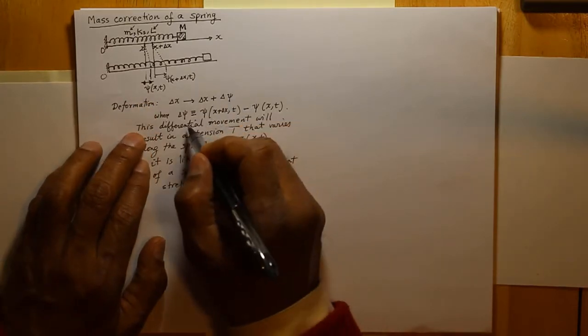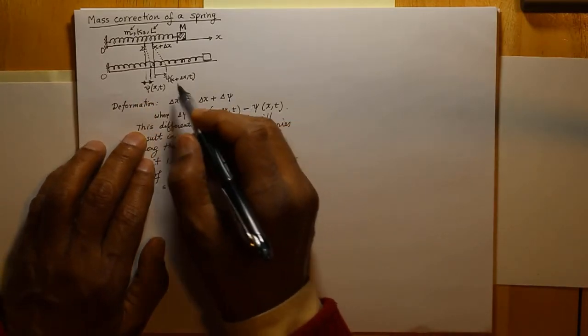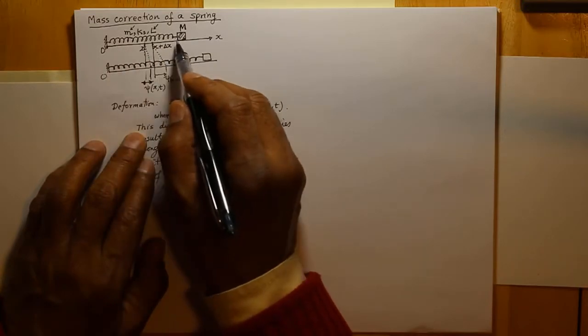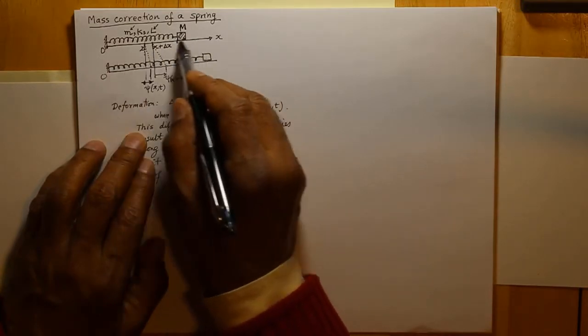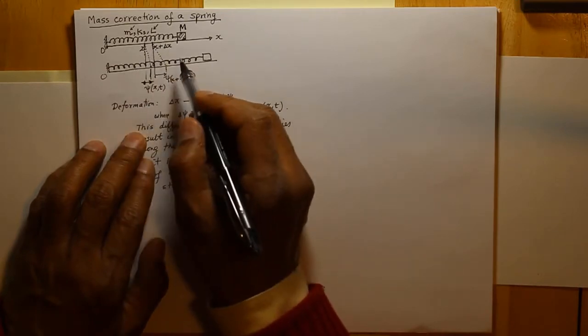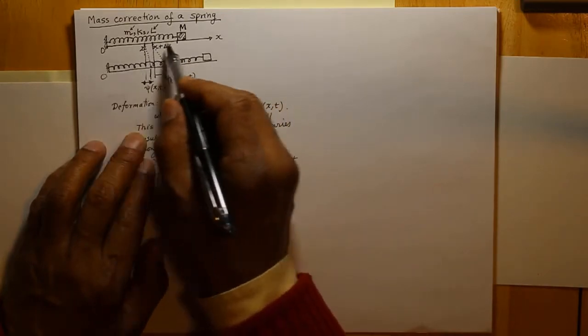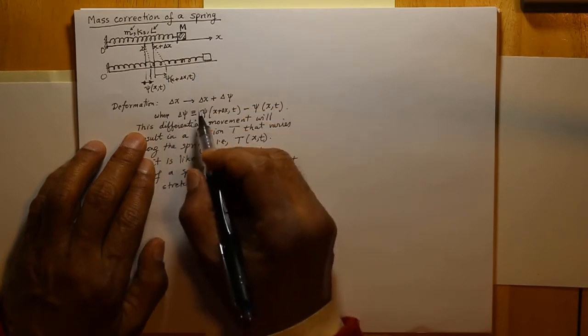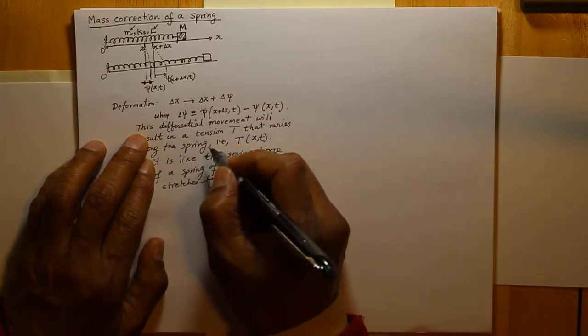Okay, so how do we do it? We use the longitudinal motion of the spring. This is like the longitudinal motion of a vibrating bar, so it will look very similar.